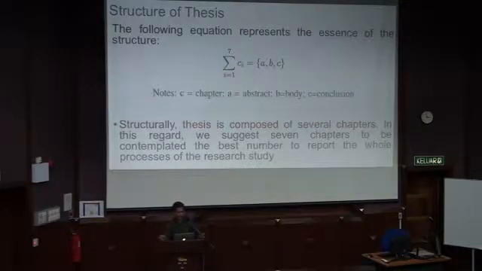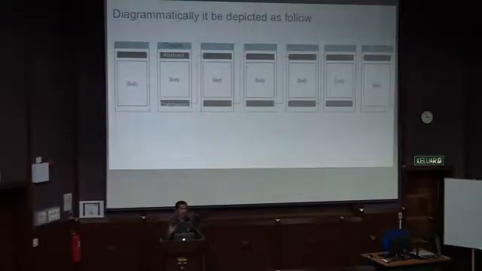Okay? So every chapter has ABC. I call it abstract, body, and conclusion. Please remember this. Every chapter has three components: A, abstract, B, body, and lastly, conclusion. Now, we can put this in the form of a diagram. You can see that.